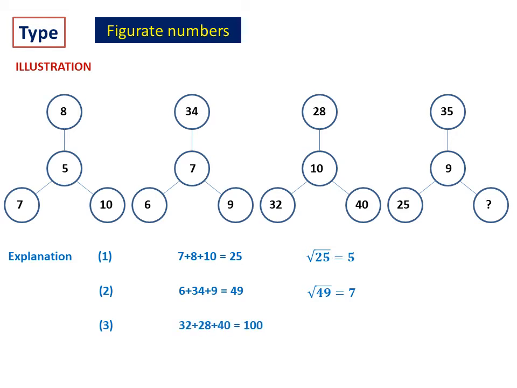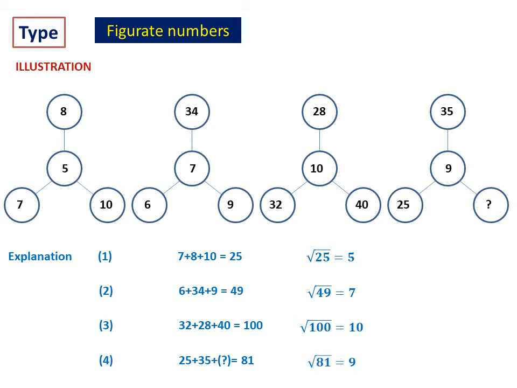See here, 32 first number, then 28, then 40, total is 100, and the center number is 10, so square root of 10. Now you have to check like this. Fourth one, see, the number is 25 plus 35 plus what number equals 81, because 9 is the center number, meaning 9 square is 81. So by adding what, it becomes 81, that you have to check.